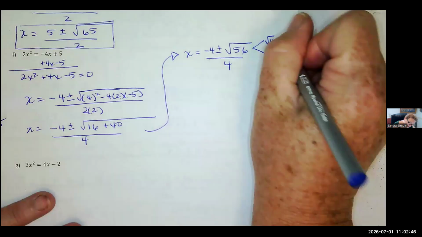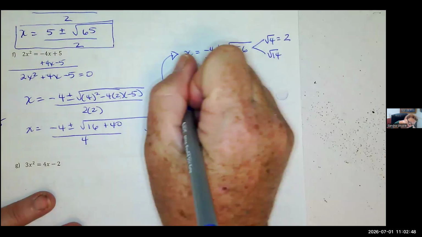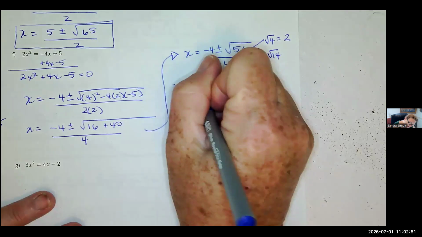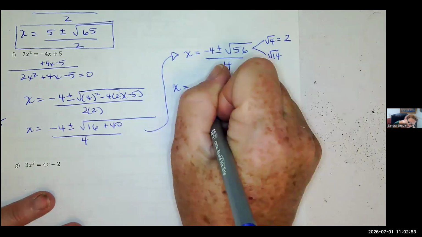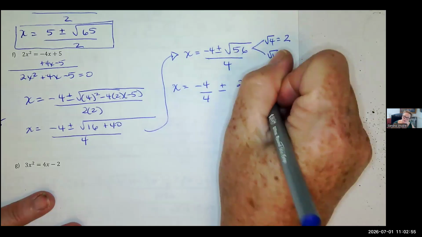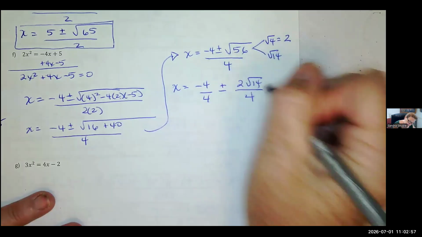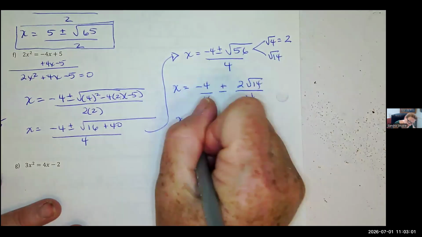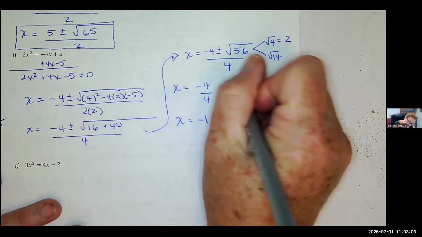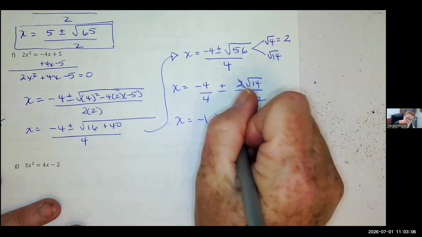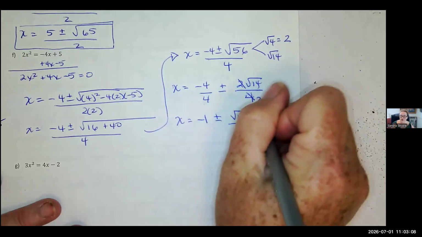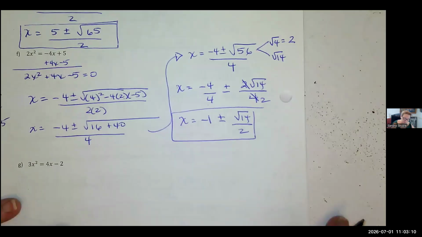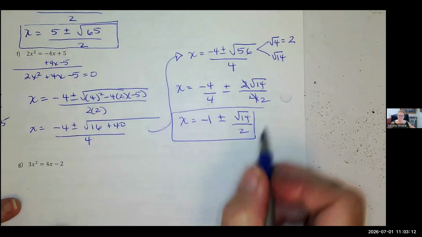The square root of 4 is 2. So this would be written as x equals -4 over 4 plus or minus 2 square root of 14 over 4, because now I can reduce it. This reduces to -1 plus or minus square root of 14 over 2. Those of you moving on to 1590 need to understand this piece. If you do not, let's talk.